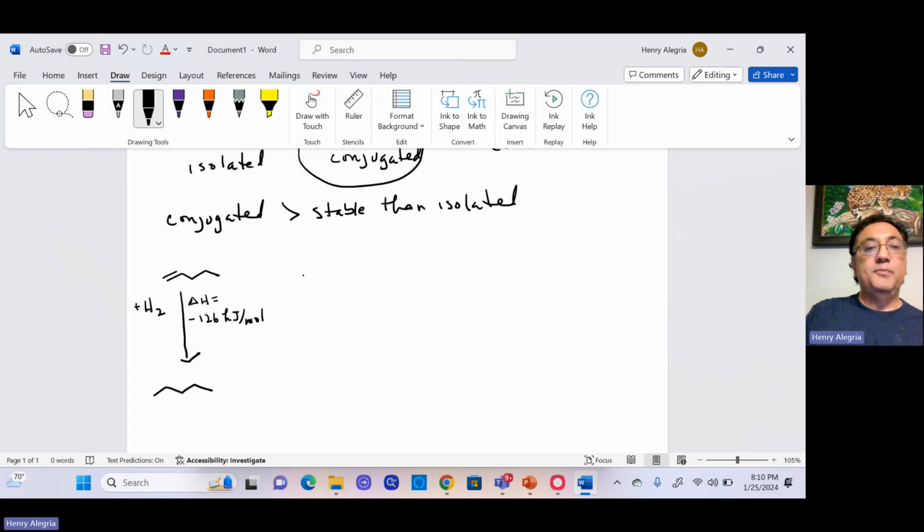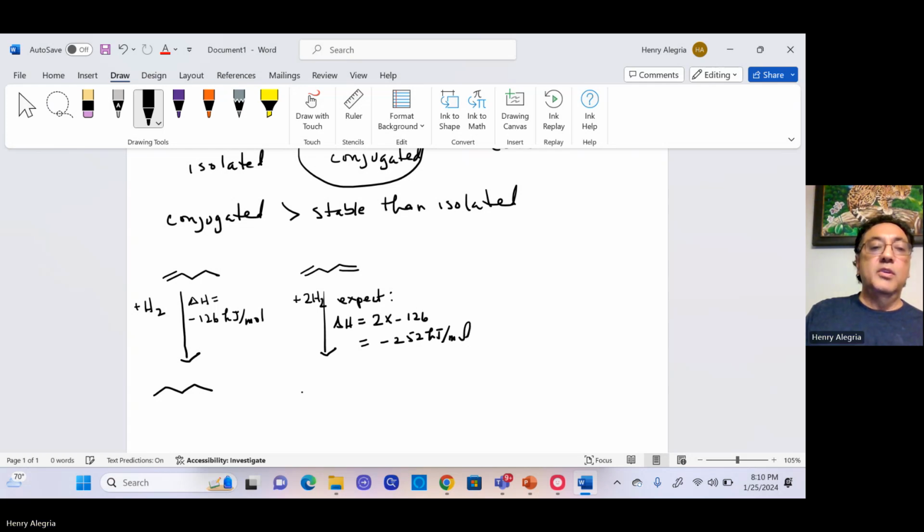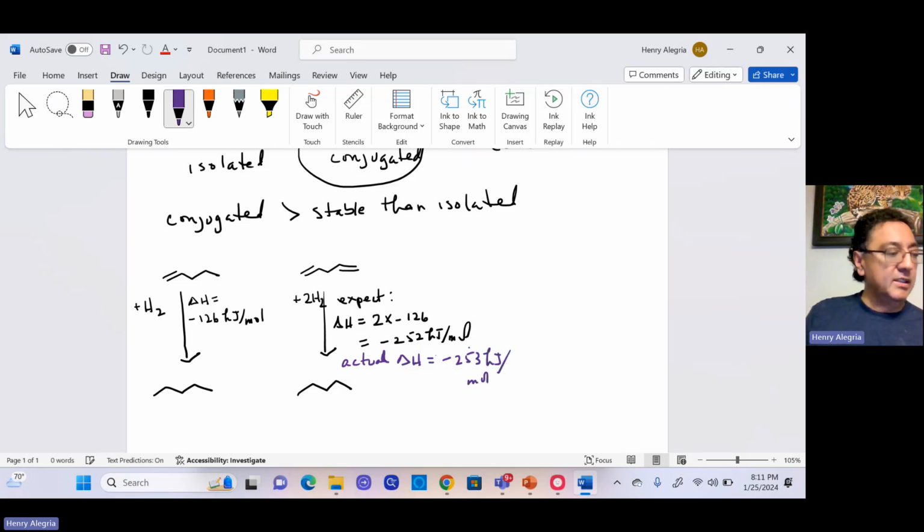So if I now take, let's say, this, which is the isolated version, what you expect, because now we're doing the hydrogenation to two double bonds, so we have to use two equivalents of hydrogen, then what you would expect in this case would be that the delta H would probably end up being 2 times what you got for one of them, 126. So you would expect about 252 kilojoules per mole. You would get the exact same product. What you actually get, so what do you actually get in a case like this? So the actual delta H ends up being minus 253 kilojoules per mole. So right about where you expect it to be.